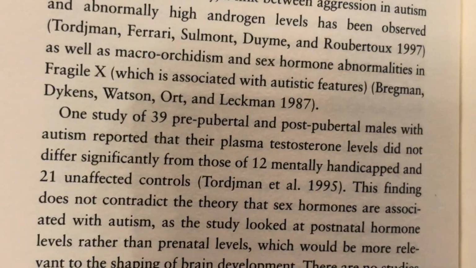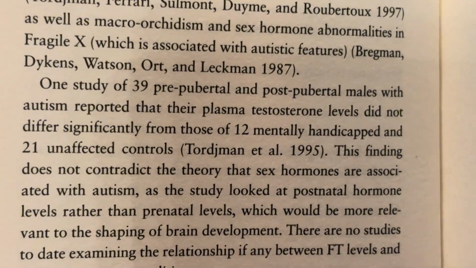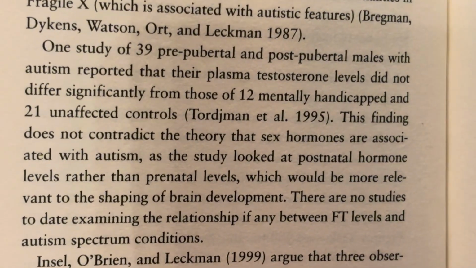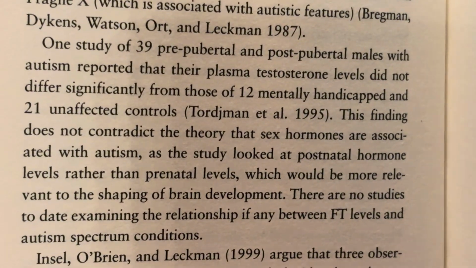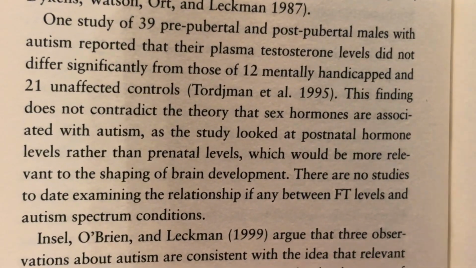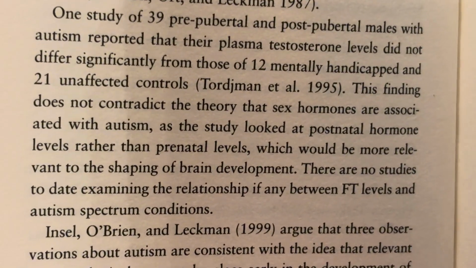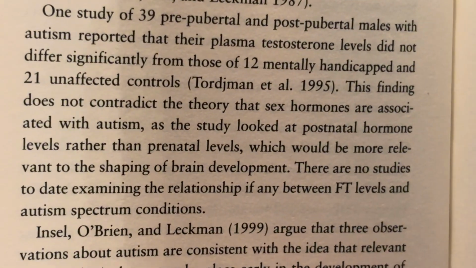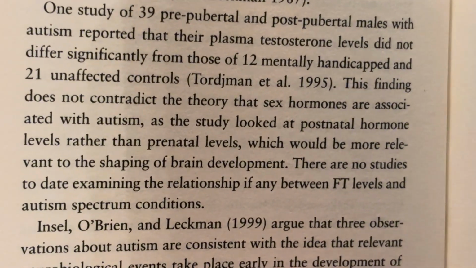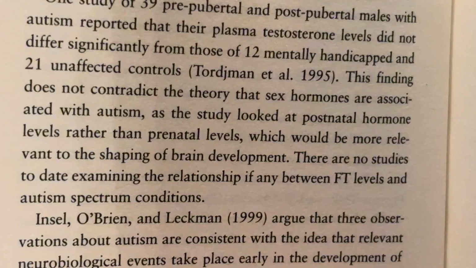One study of 39 pre-pubertal and post-pubertal males with autism reported that their plasma testosterone levels did not differ significantly from those of 12 mentally handicapped and 21 unaffected controls. This finding does not contradict the theory that sex hormones are associated with autism, as the study looked at postnatal hormone levels rather than prenatal levels, which would be more relevant to the shaping of brain development. There are no studies to date examining the relationship, if any, between fetal testosterone and autism spectrum conditions.